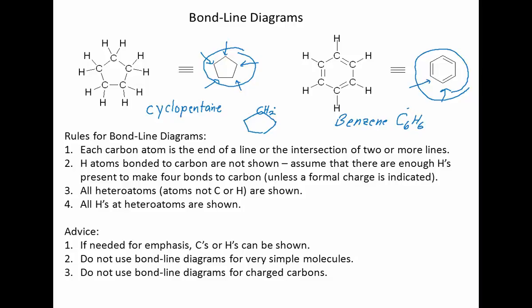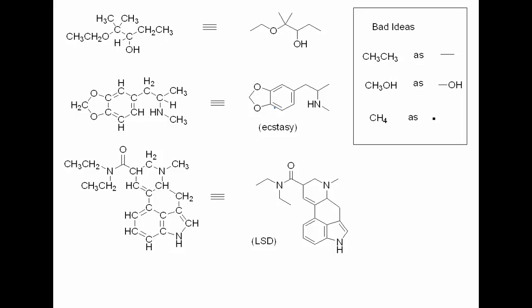The other advice that I'm going to give you is don't use bond line diagrams for charged carbons. They lead to a lot of confusion. When I'm showing a charged carbon, I always draw all of the hydrogens at that particular carbon. Okay, so let's look at some examples of bond line diagrams.